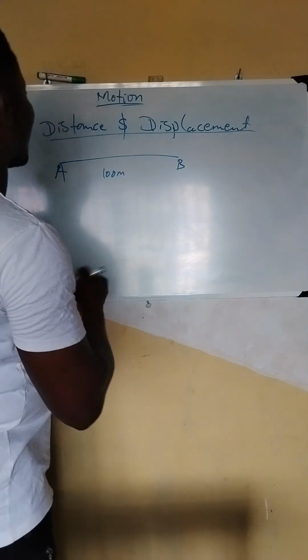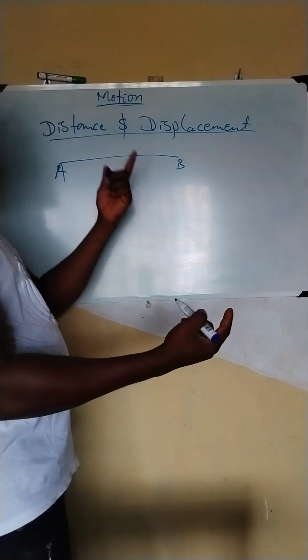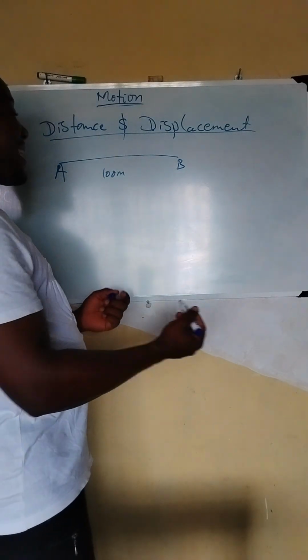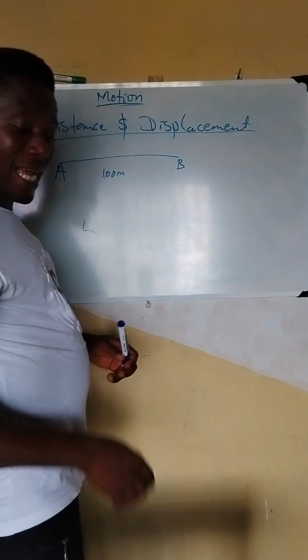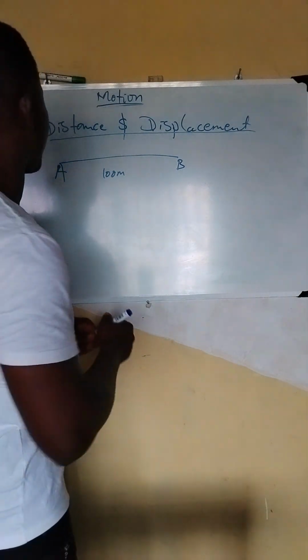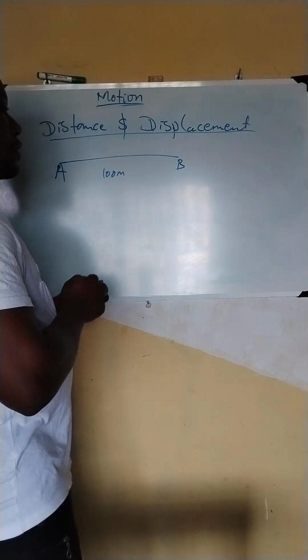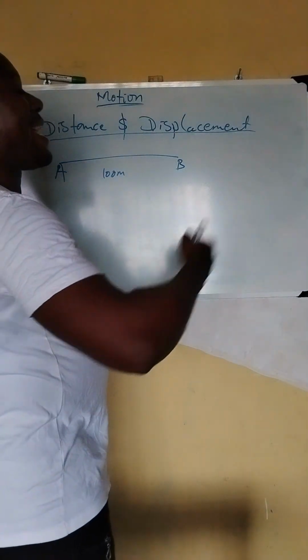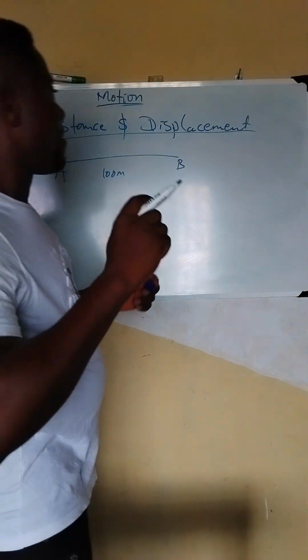Now the distance is measured, since we are talking of length, in our previous lesson, I told us that length is measured in meters. So the unit of distance is meter. Since the distance here is the total length covered by an object, the unit is in meter.